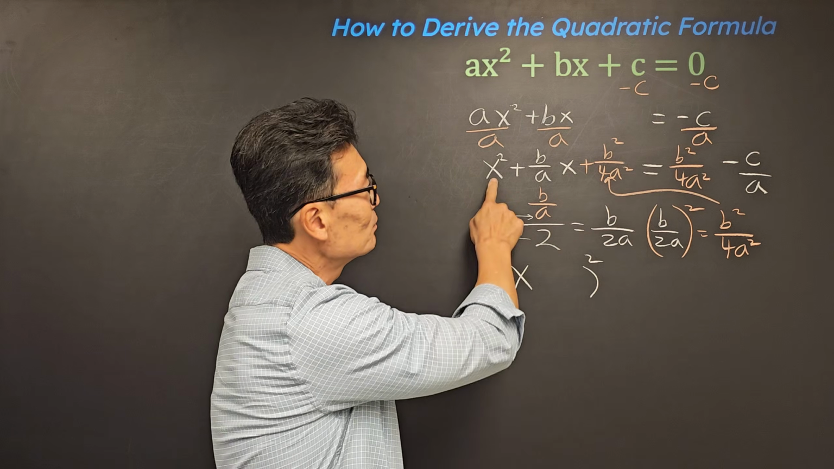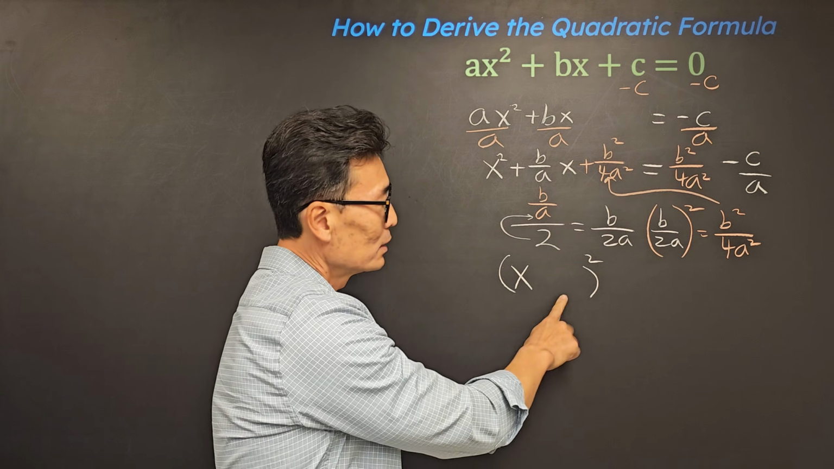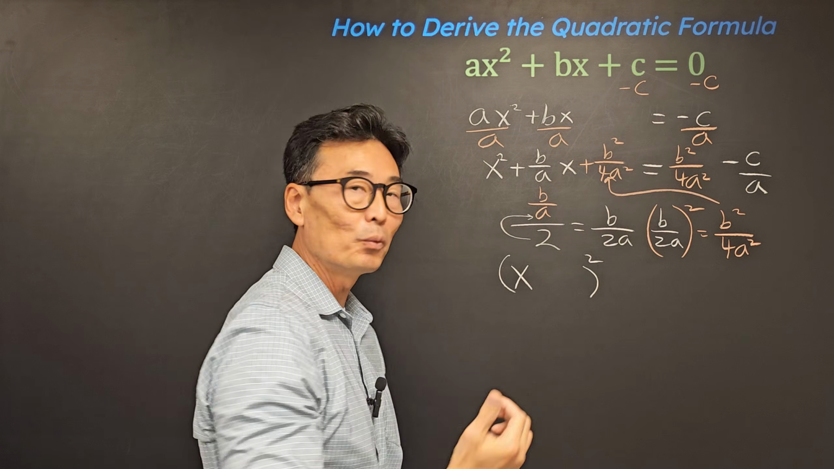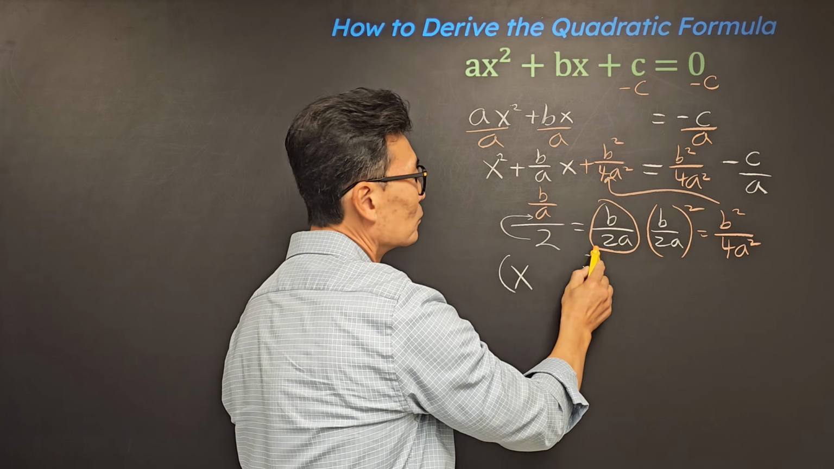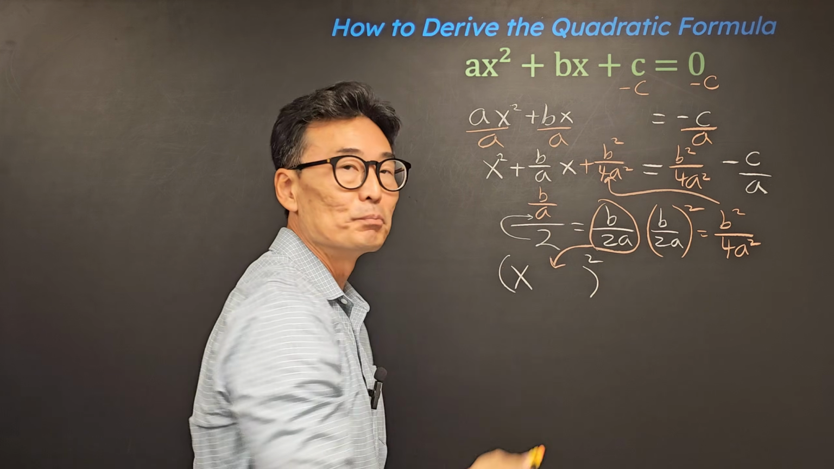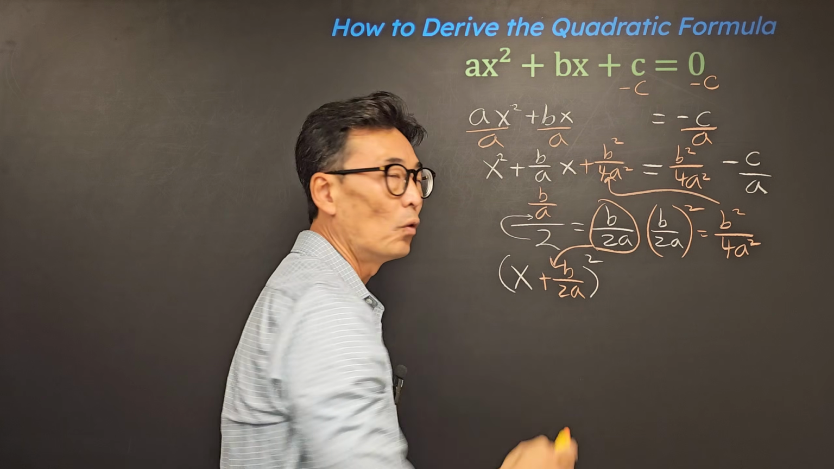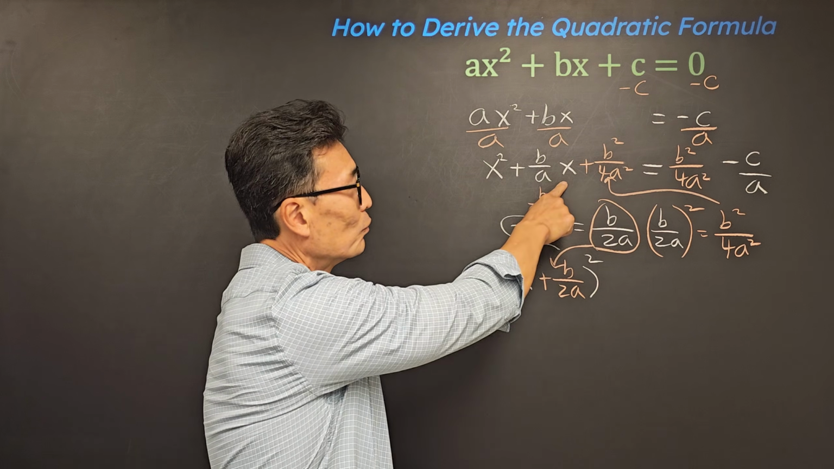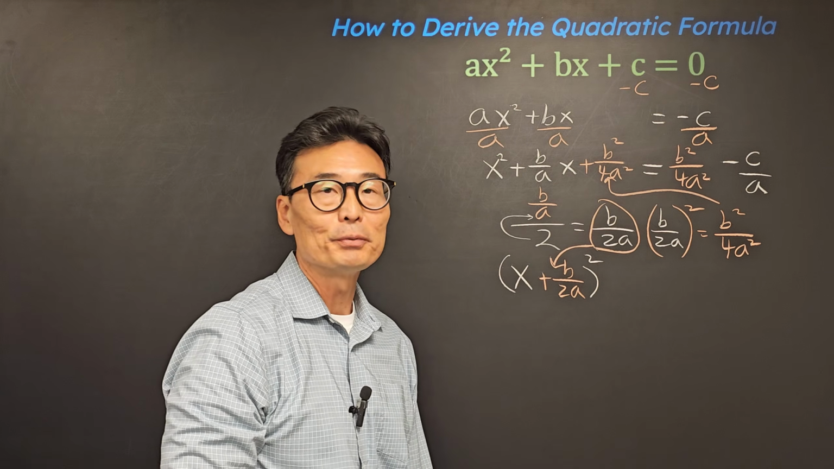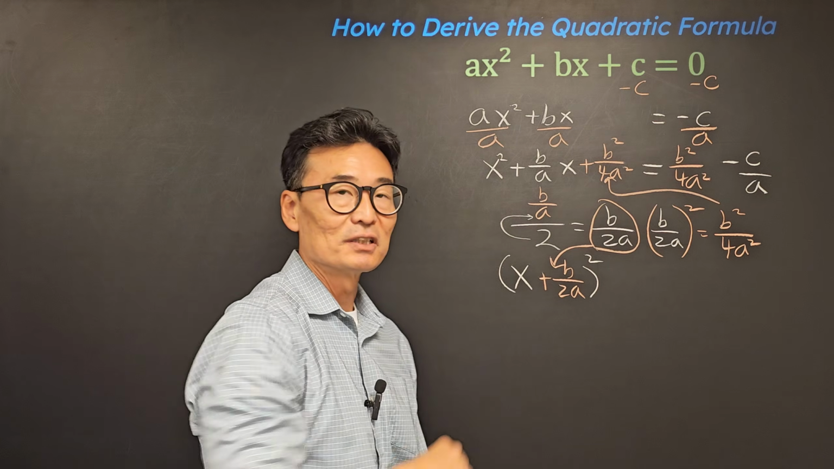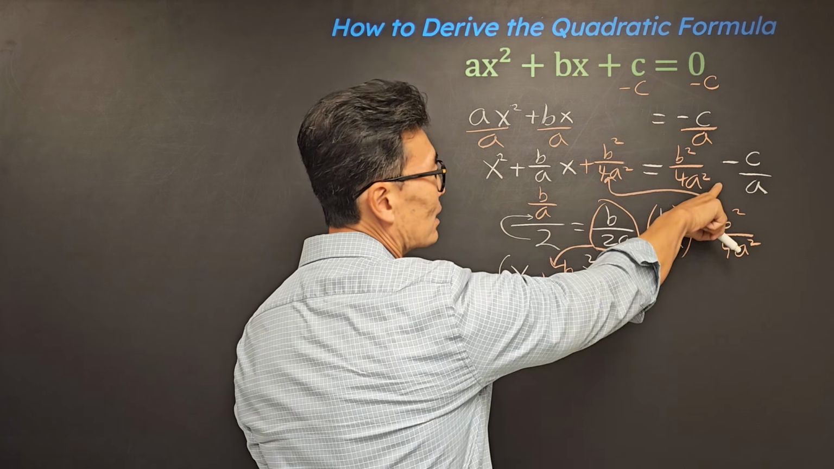You could either go ahead and factor this, or use this shortcut method where this blank spot will always be filled with this right there, b over 2a, or half of the coefficient of x. So this little shortcut will help you factor the left side of the equal sign, which of course equals this.